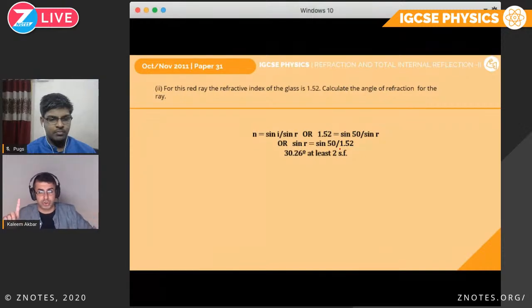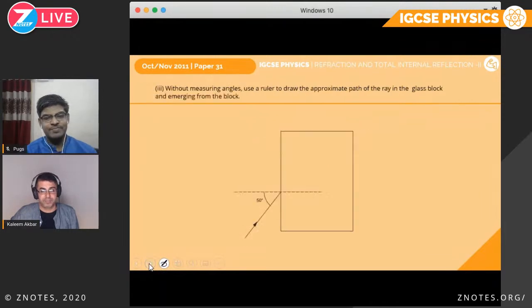This is where a lot of students stop. That's sine R. You are not after sine R, you are after R. And the way you now do that is shift, sine, answer, and you'll get 30.26 degrees. I don't know why I just did that, it's right in front of me. 30.26 degrees, as is said on the slide.